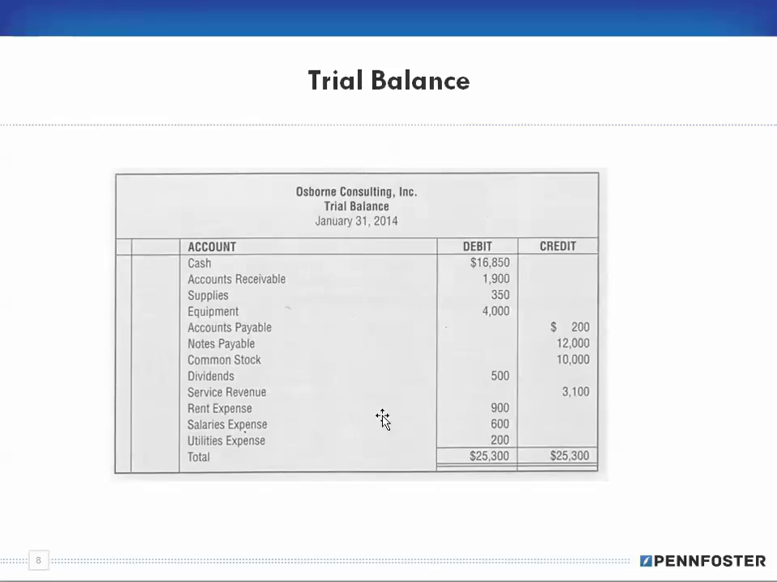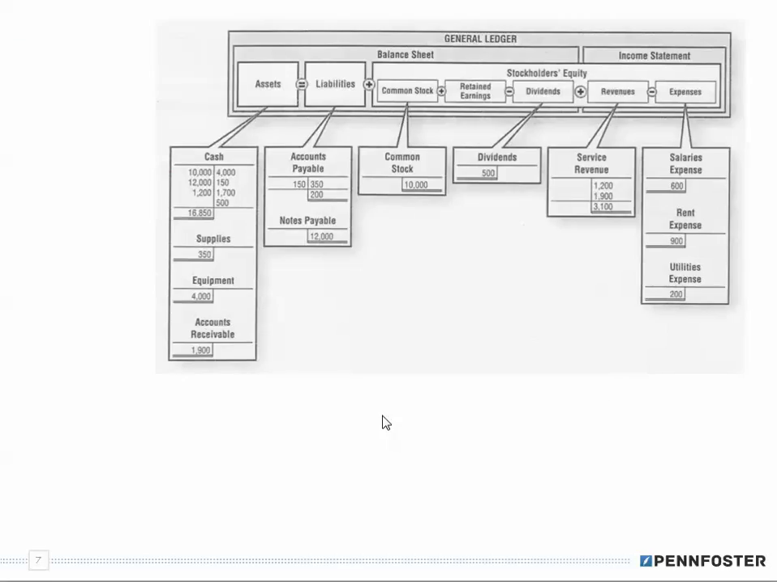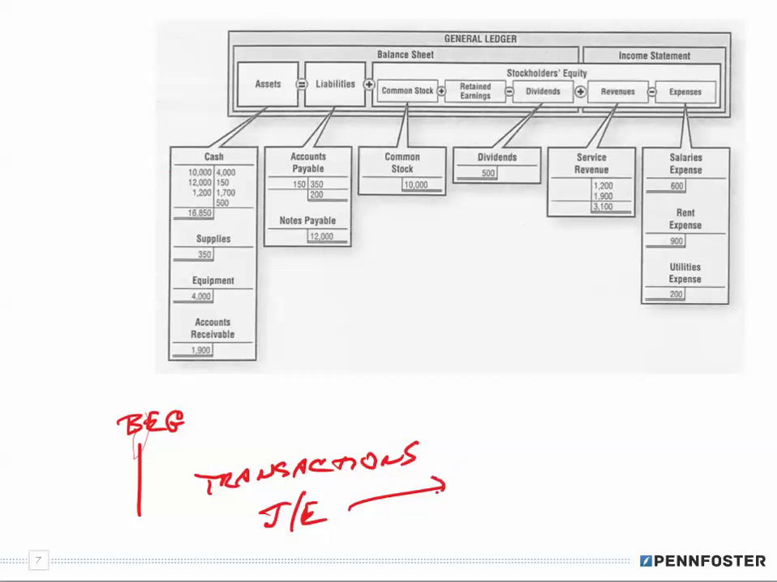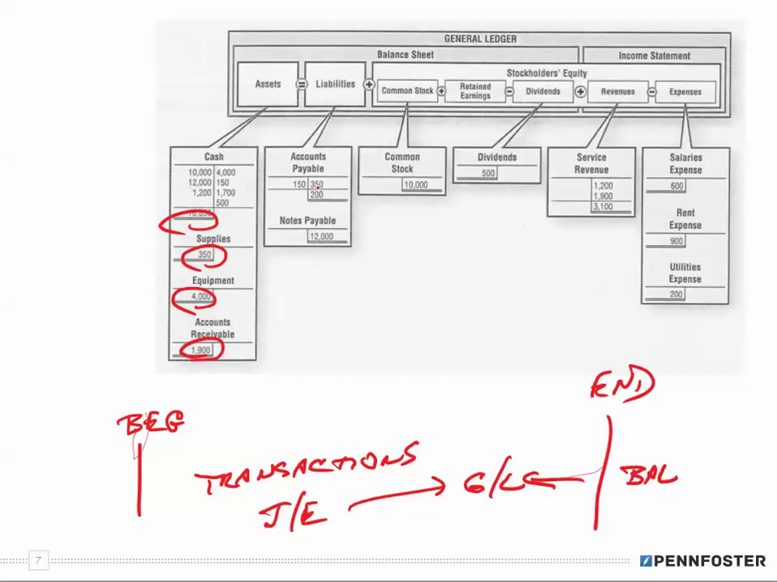Okay, so at the end of the accounting period, let me go back. Here was the beginning of the accounting period, and during that time we had transactions, which we created journal entries for. And then we posted those to general ledger accounts. When we ended up with everything in the general ledger accounts at the end of the accounting period, we would look at the balances in those accounts. So here are all of the balances in the general ledger accounts.